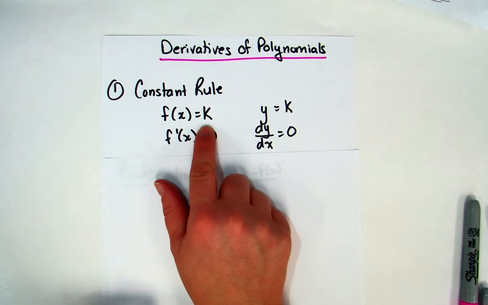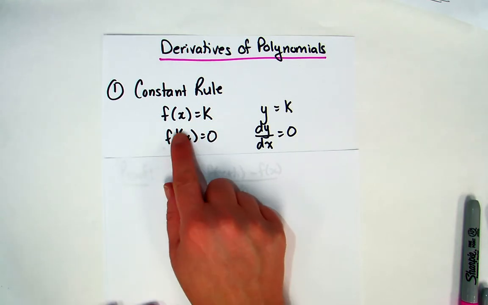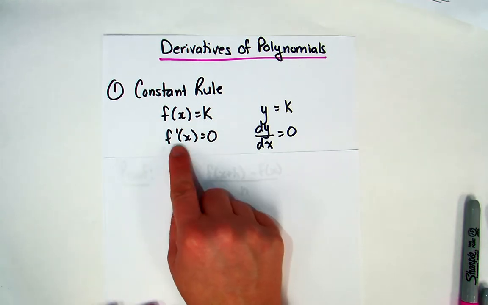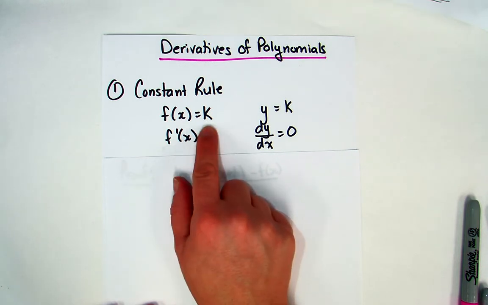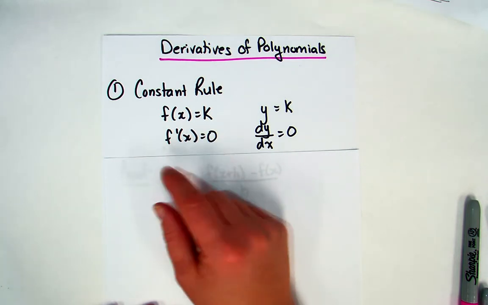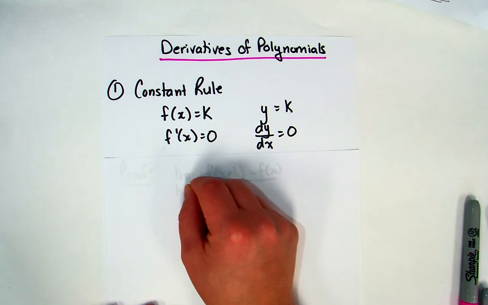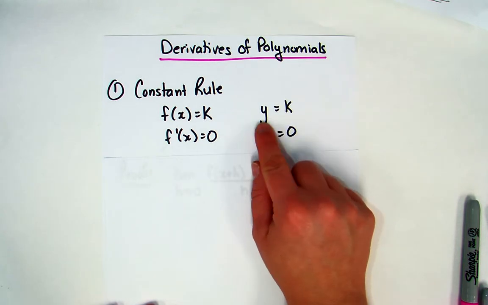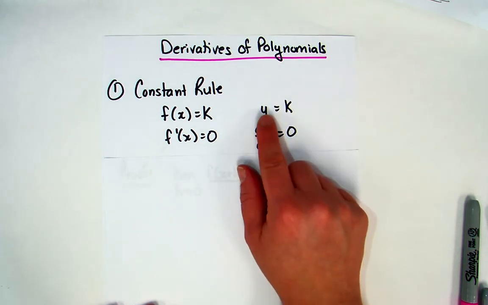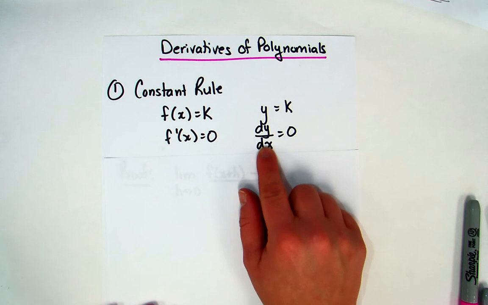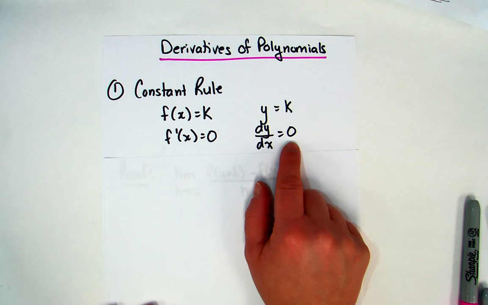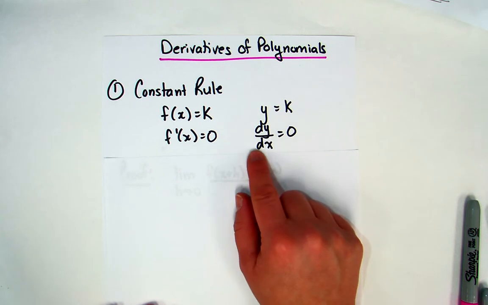So if you have a constant rule, the derivative f prime at x would be 0. Remember, the derivative represents the rate of change. If something is constant, it never changes. So 0 represents the actual rate of change. We can do the same thing using y notation. It's the exact same thing, y equals k, except now we use Leibniz notation, and instead of f prime to represent the rate of change, we use dy dx. But it would still be equal to 0 because we're dealing with a constant.